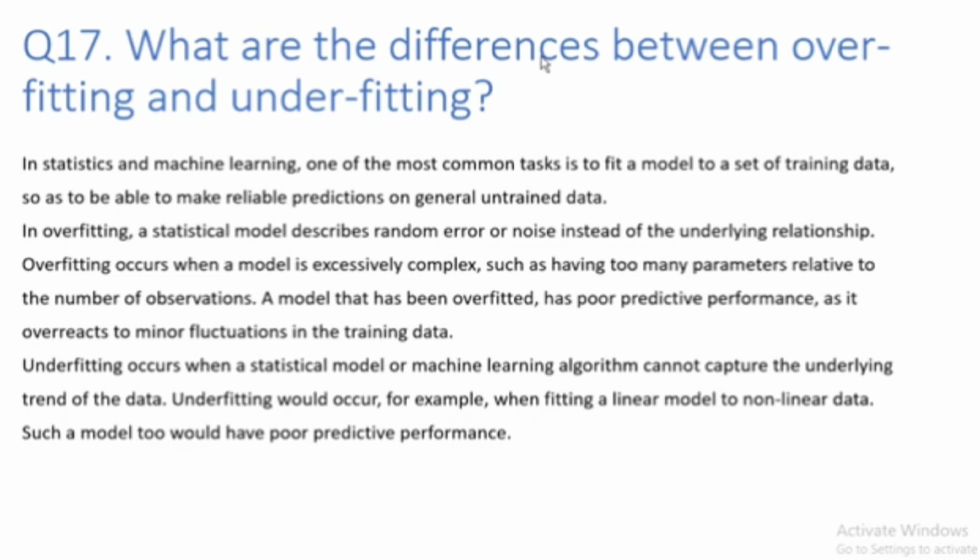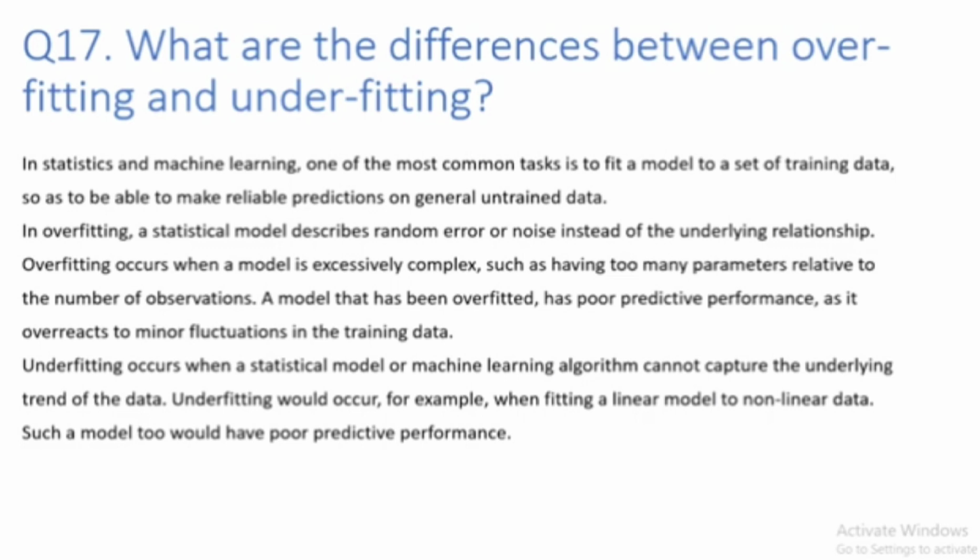Question number 17. What are the differences between overfitting and underfitting? In statistics and machine learning, one of the most common tasks is to fit a model to a set of training data so as to be able to make reliable predictions on general untrained data. In overfitting, a statistical model describes random error or noise instead of the underlying relationship.